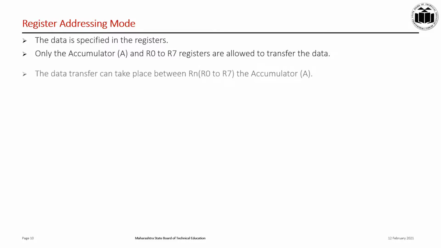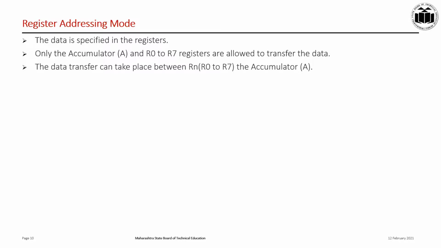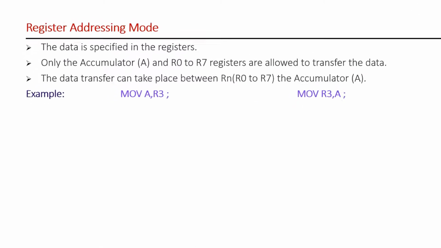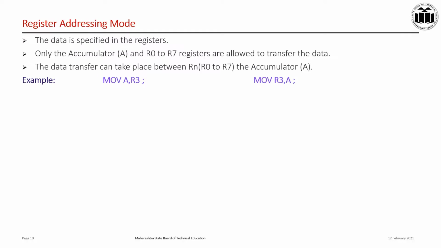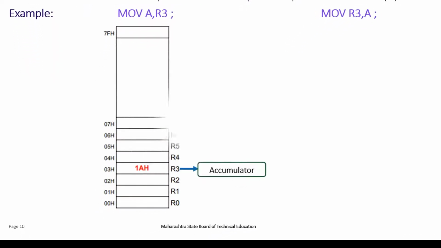The data transfer can take place between Rn registers and accumulator only and cannot be done between Rn registers. For example, MOV A, R3. Here, destination is accumulator and source is register R3. After the execution of this instruction, the contents of register R3 are copied to accumulator.